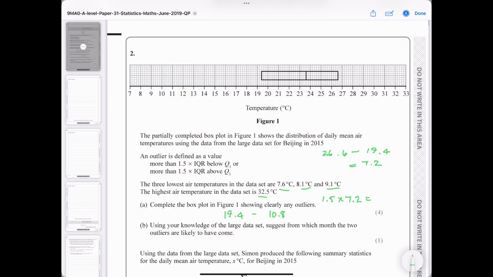So 10.8, we're going to go 19.4 minus 10.8. I've just given myself a ridiculous answer, that's why. Equals 8.6. So we know that this one and this one are outside that, whereas 9.1 isn't. So let's make 9.1 our lowest.